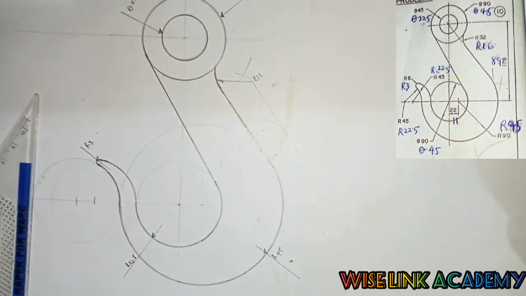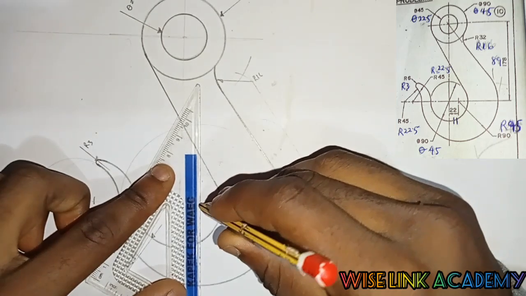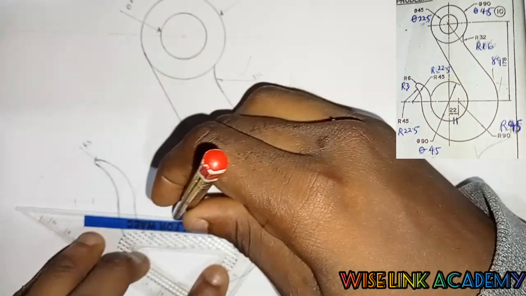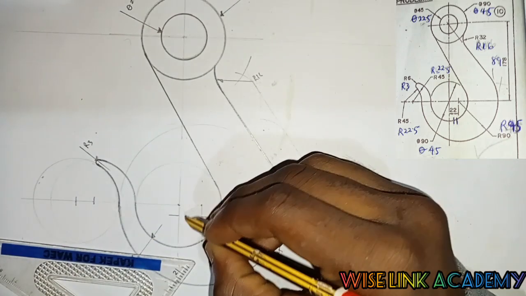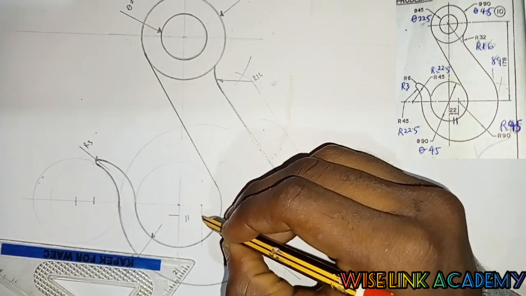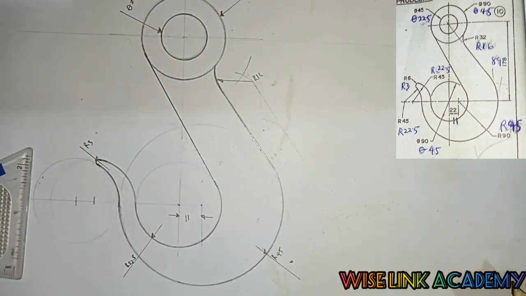22.5. So you can see that distance from here to here, I'll show you. Distance from here to here, from here to here is 11. You can see that. So as you can see on the screen, we successfully reproduced this object.